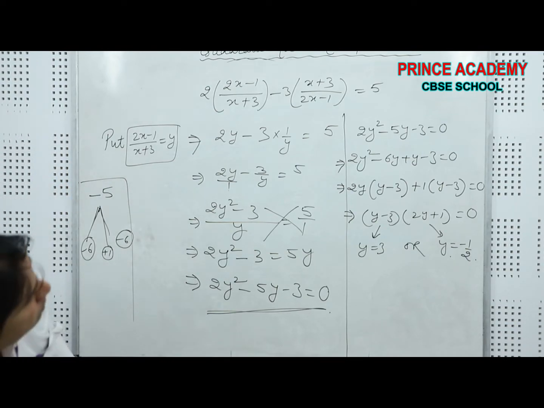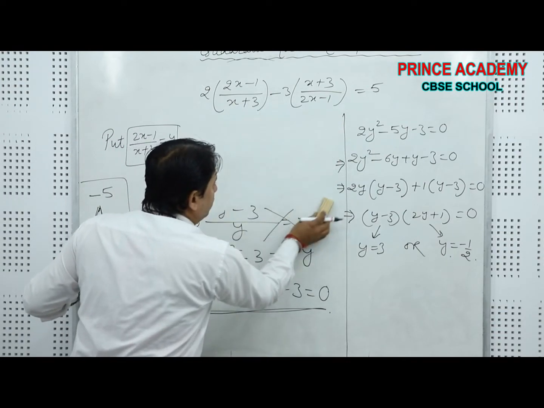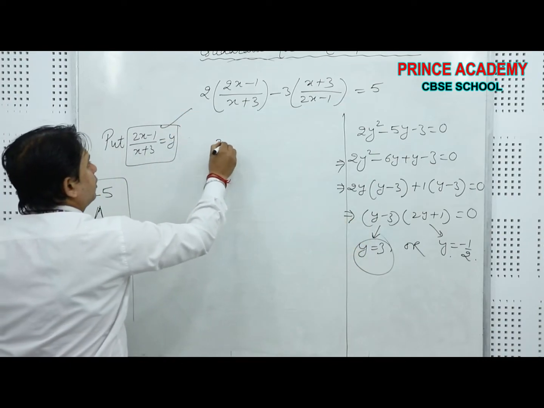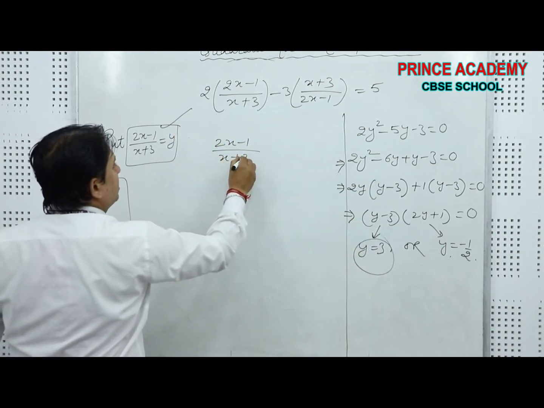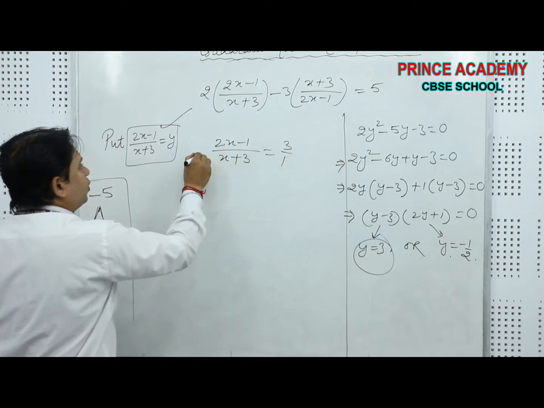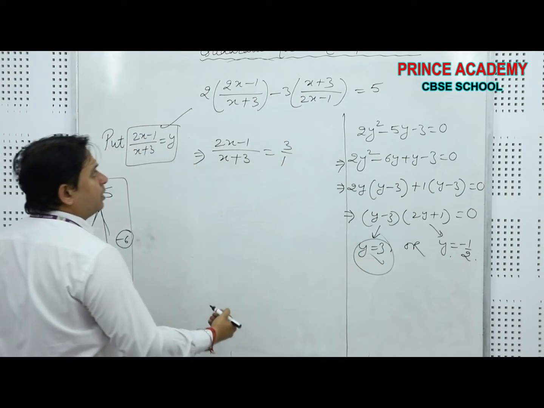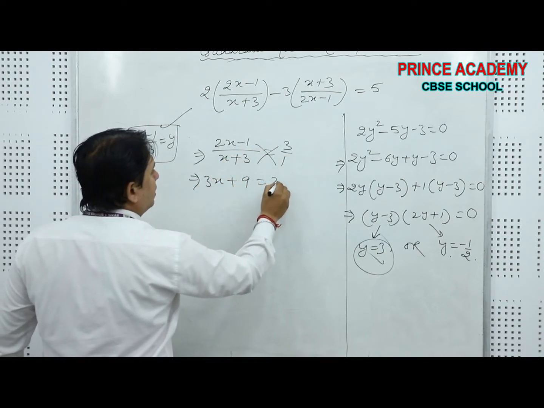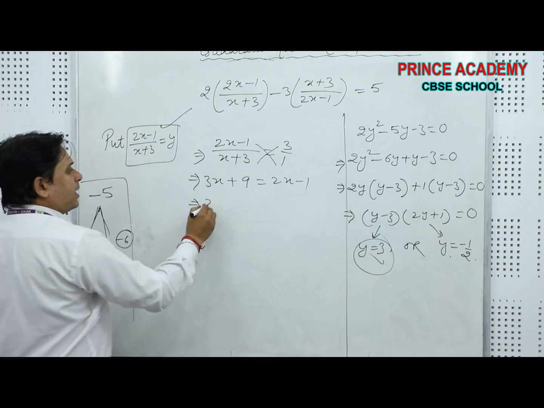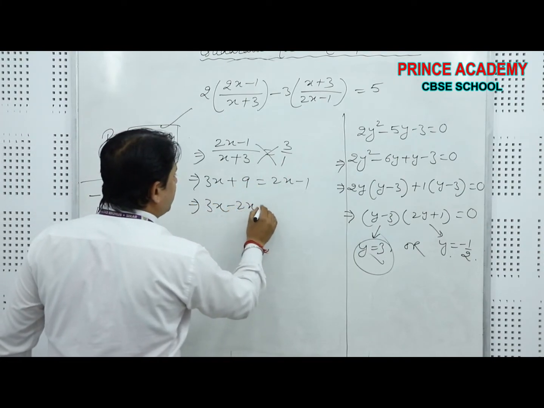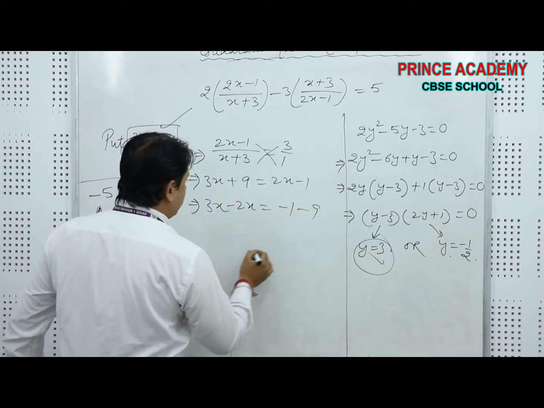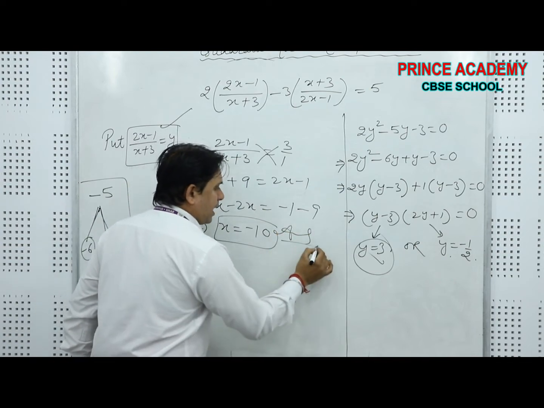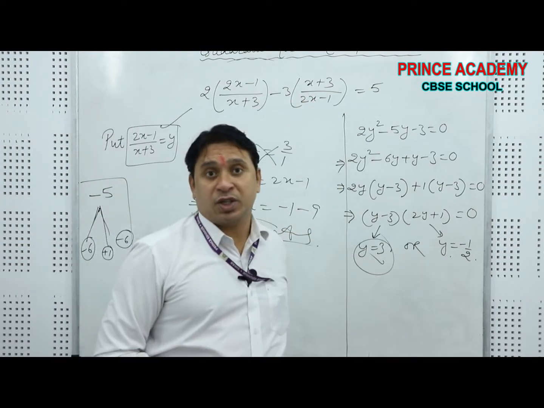done. Now I am rubbing this out to make some space so that I can find the value of x. See, y is equal to 3, I am putting here. 2x minus 1 by x plus 3 is equal to 3. Yes or no? Because it was y and y is 3. Now cross multiplication. 3x plus 9, 2x minus 1. Here is 3x, shift like this, 2x. Here is minus 1, shift like this. x is equal to minus 10, answer. x is equal to minus 10 is the root for this equation.